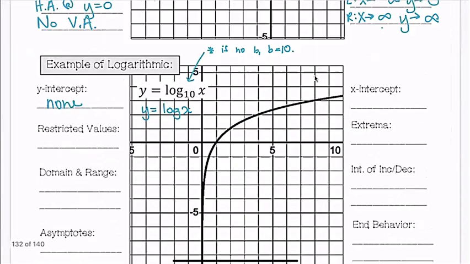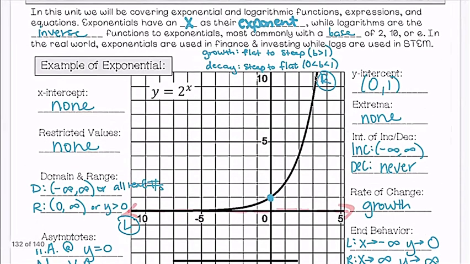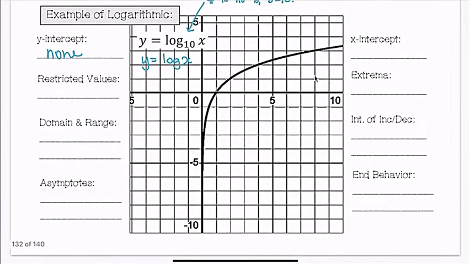If our original y-intercept was (0, 1), our x-intercept is going to be (1, 0). Let's see that right there: (1, 0). These also do not have any extrema. They are, though, going to have restricted values, and that is because of the asymptote. So I'm going to go to the asymptote first, and then I'll come backwards.